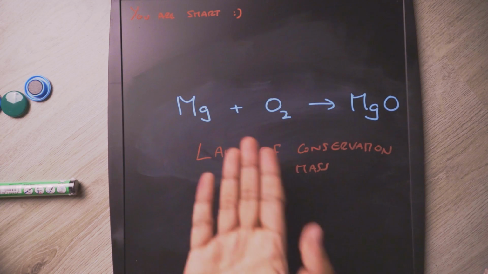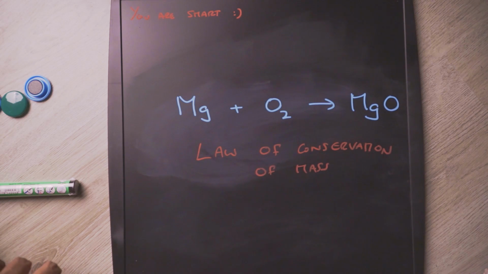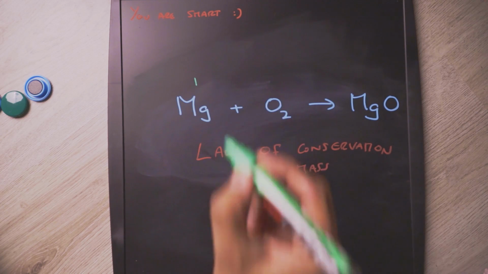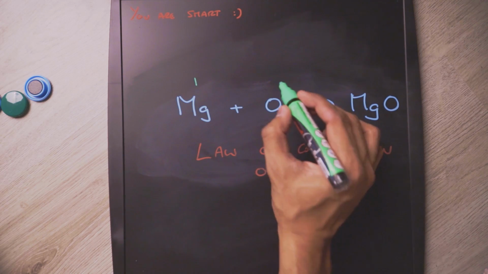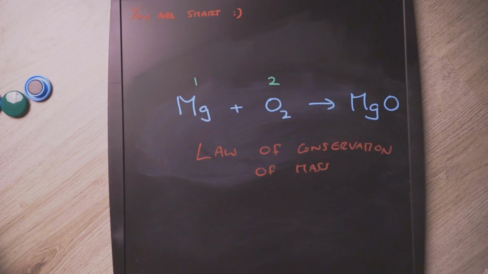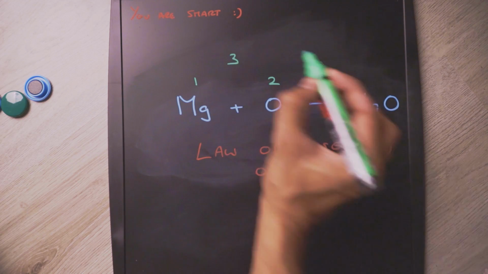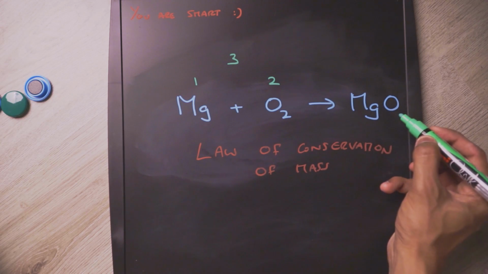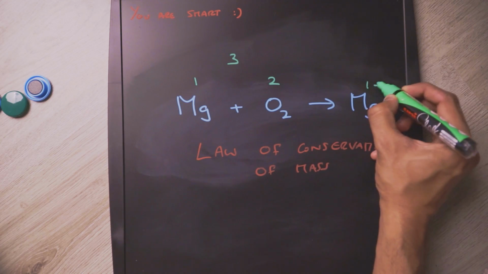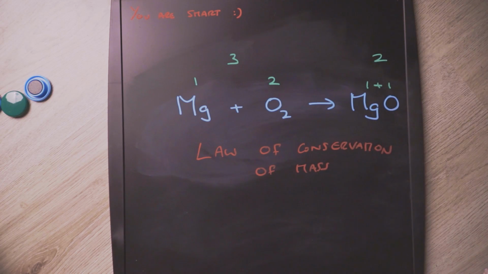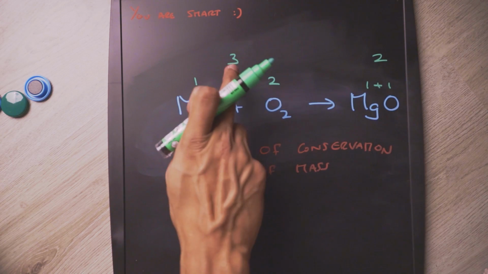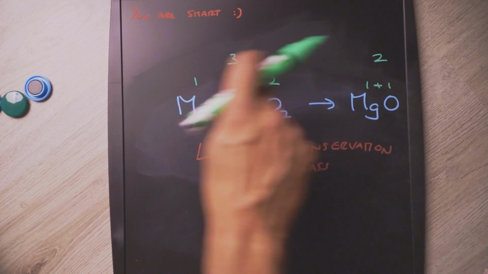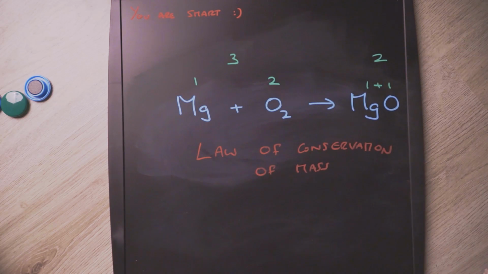Now let's count and see how many atoms we have in this equation on the left and on the right hand side. Okay, so magnesium here has one atom. O2 has 2 atoms. So totally there are 3 atoms on the left hand side. Magnesium oxide has 1 magnesium and 1 oxygen. So it has 1 plus 1, having only 2 atoms. What does this mean? There are more atoms on the left hand side as compared to the right hand side.